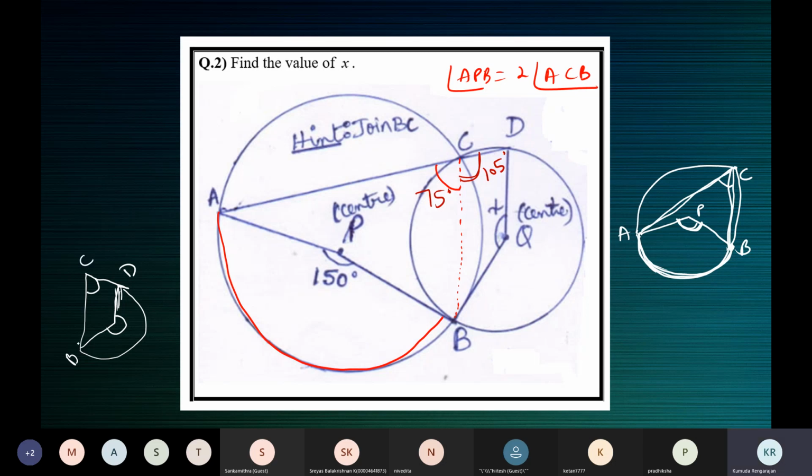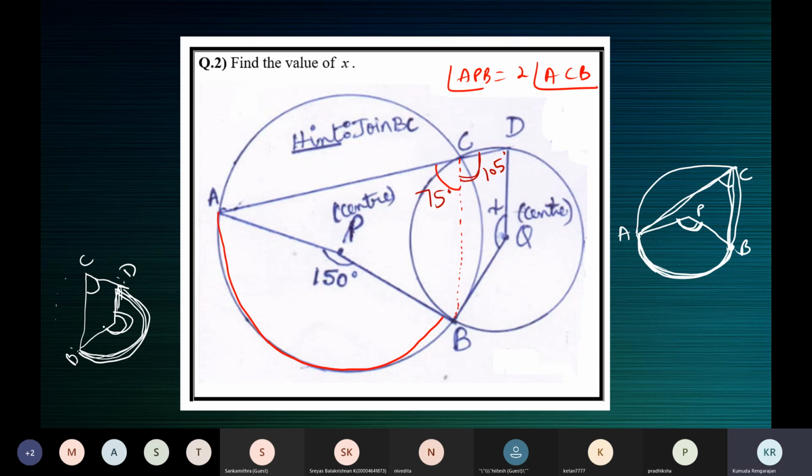Okay, so the major arc BD makes angle BCD. See, this is the major arc BD. The major arc BD subtends angle BCD at the point C on the remaining part of the circle. See, this is the remaining part of the circle. The same major arc BD makes this reflex angle BQD at the center.